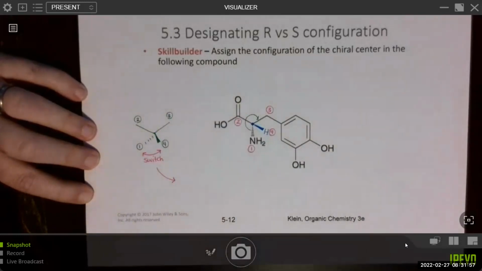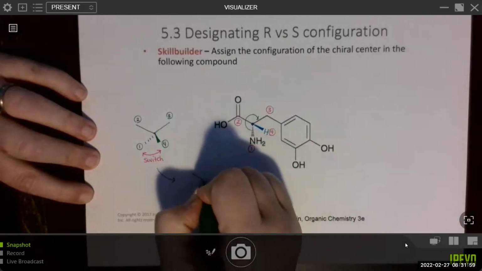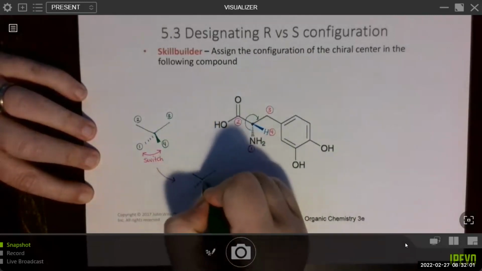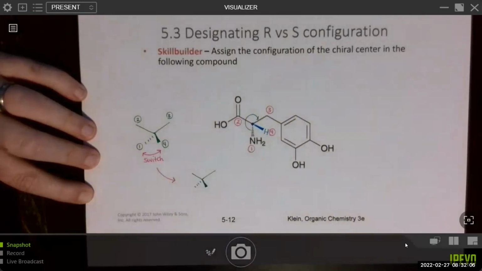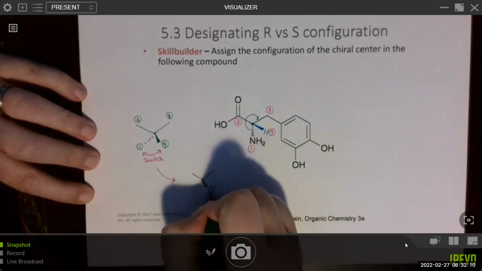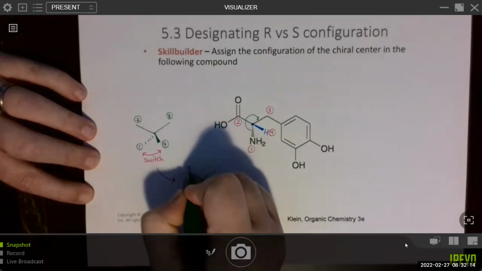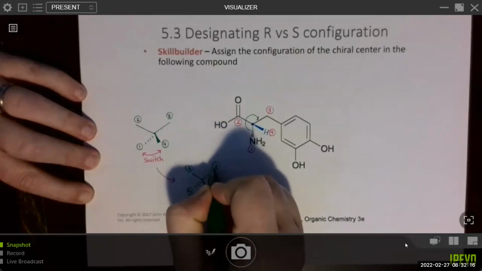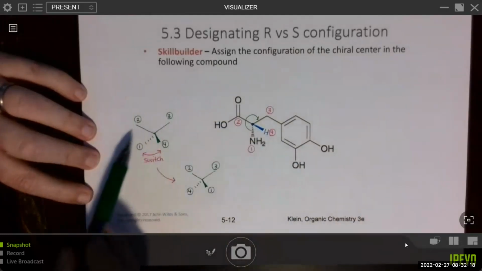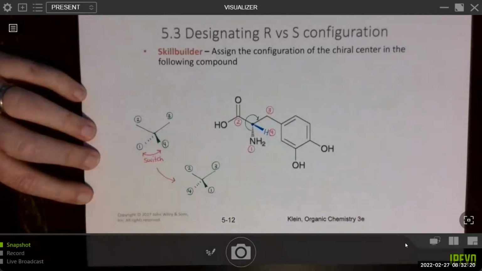Right, and then we're going to draw it again. We're just going to keep everything exactly where it was. Don't change any of the wedges or dashes placement. Just change, now this is going to be 1, and this is going to be 4 because I switched those two. And this is going to stay the same. I only did that because I just decided to switch these two.